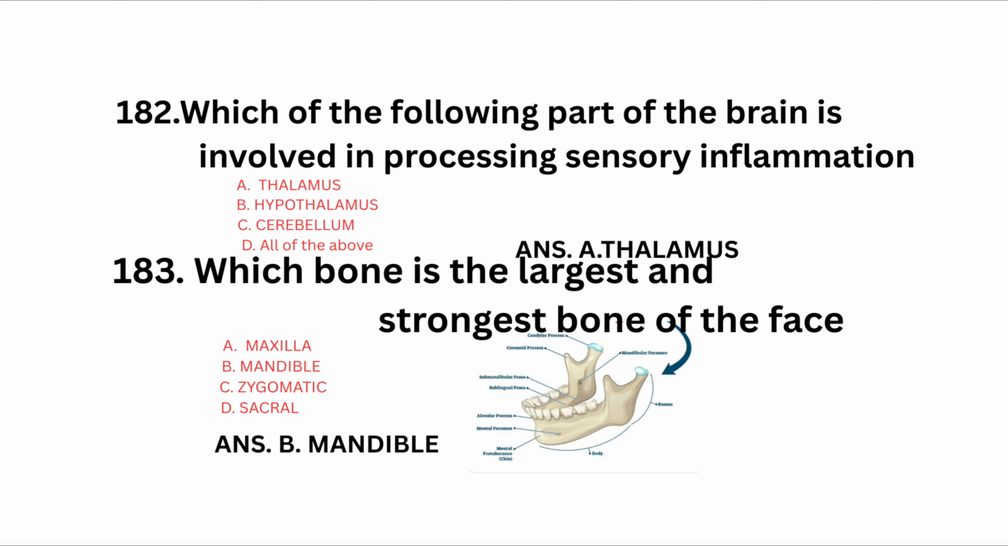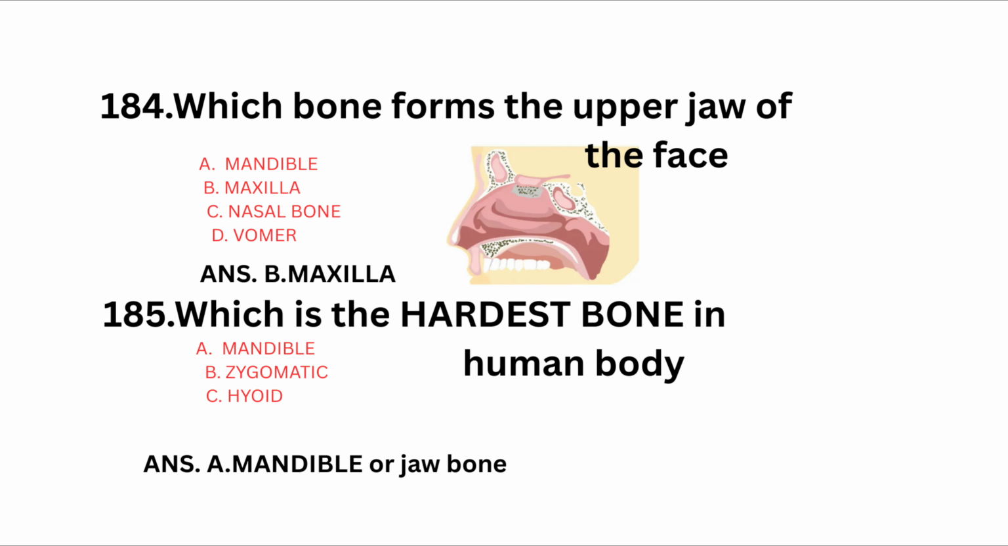182, which of the following part of the brain is involved in processing sensory information? A thalamus, B hypothalamus, C cerebellum, D all of the above. Answer is A thalamus. 183, which bone is the largest and strongest bone of the face? A maxilla, B mandible, C zygomatic, D sacral. Answer is B mandible. Exactly, the lower jaw bone is the largest and strongest bone.